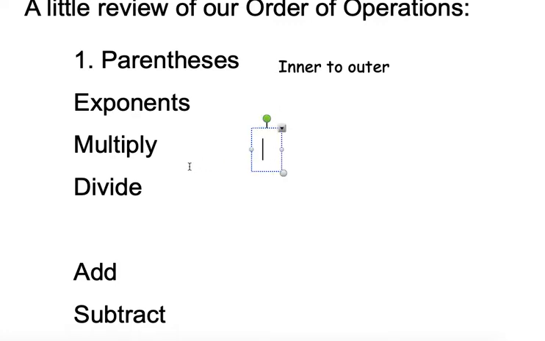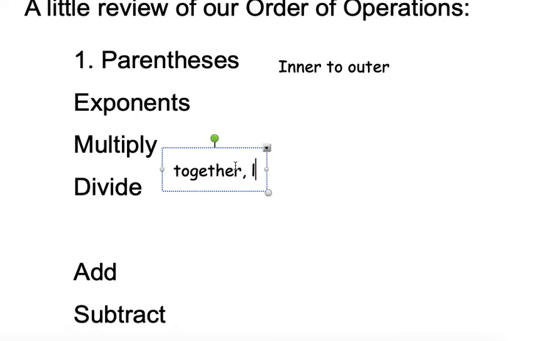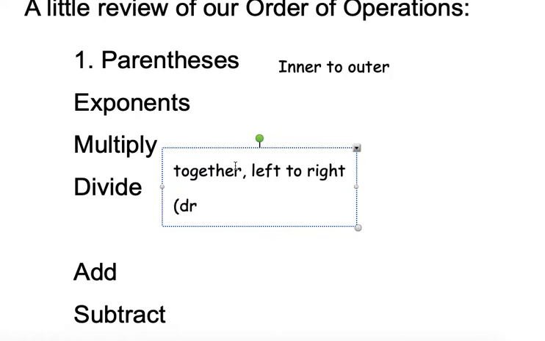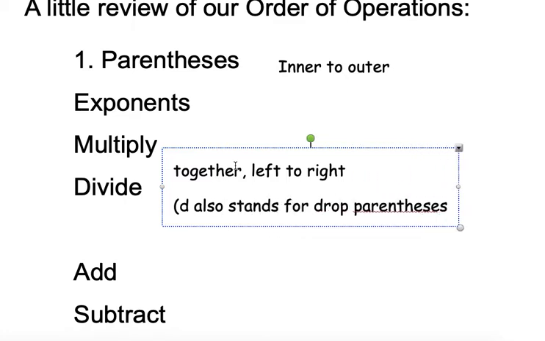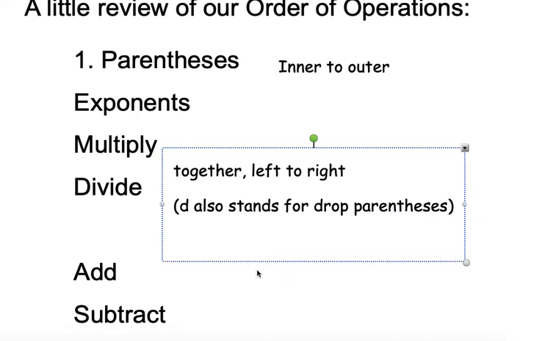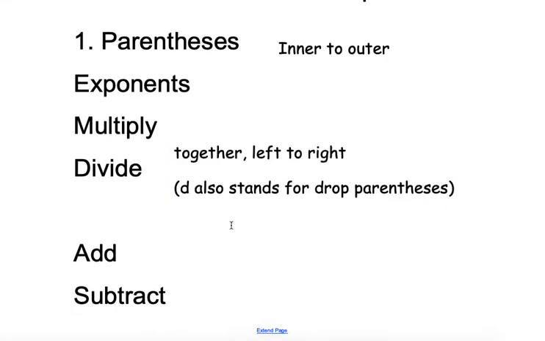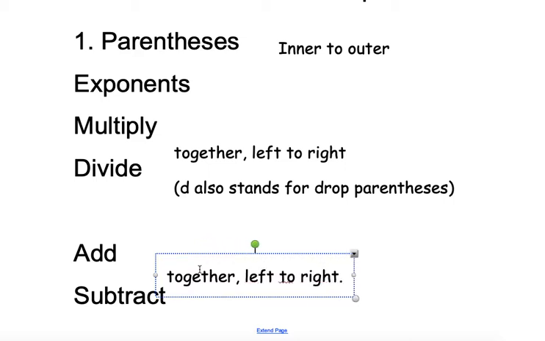After that comes multiply, divide. Now these things go together and we work them left to right. And then also, some teachers say this, and I'm one of them, D also stands for drop parentheses. Now this happens in a few different cases, and I will let you know when we get there. These ones, add and subtract, are also done together, and you work them left to right.